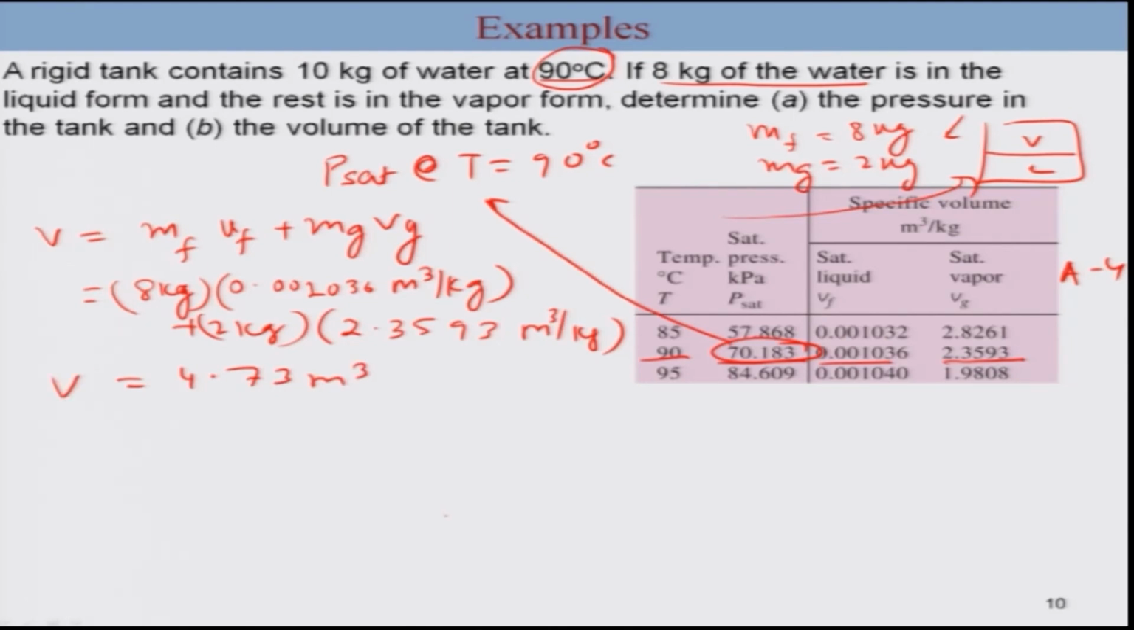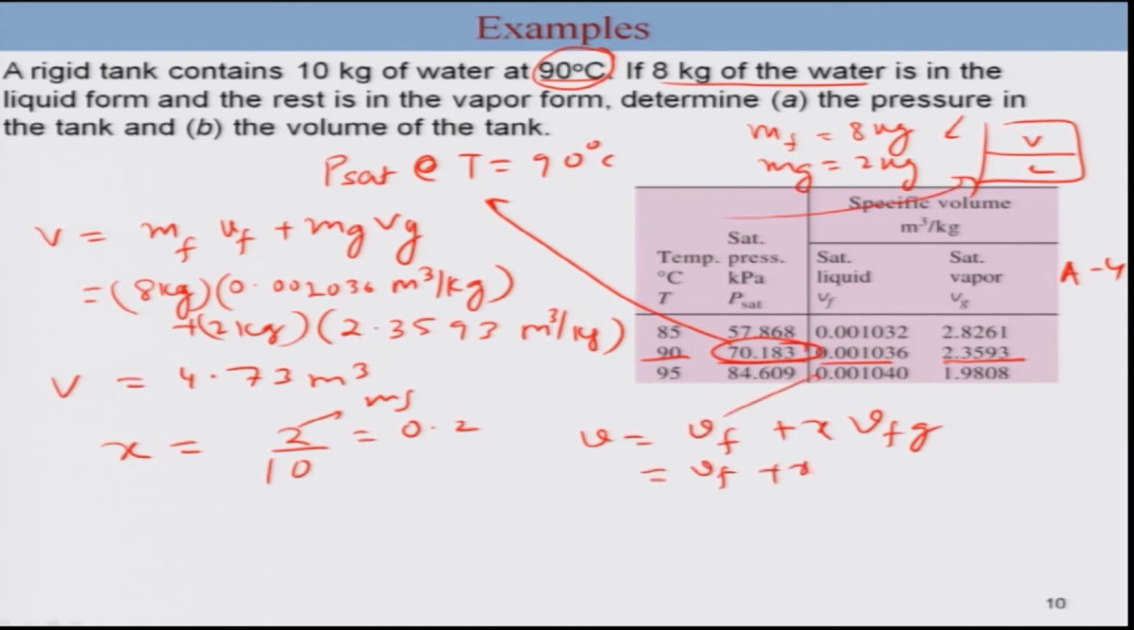You can also try a different form where you start with the quality, because the mass is given already. x is equal to 2 by 10, which is 0.2, because this is your mg. So x is given to you, and you can make use of x. You know that v is nothing but Vf plus x Vfg, because Vf is given here. So Vf plus x times Vg minus Vf. We plug in these values from there, and this value would be 0.473 meter cube per kg.